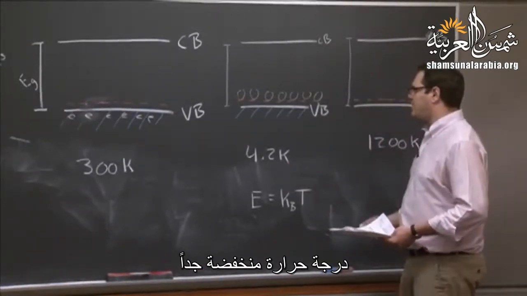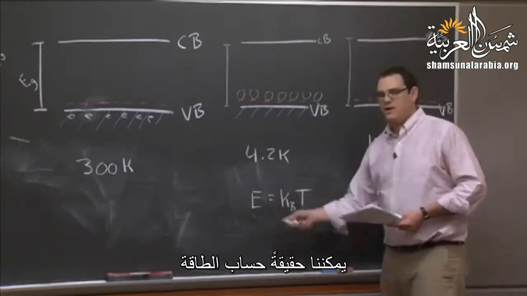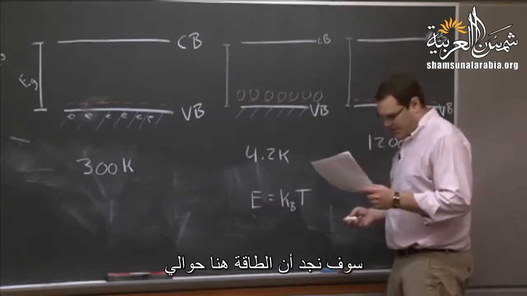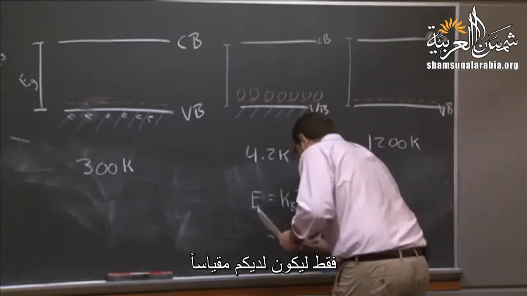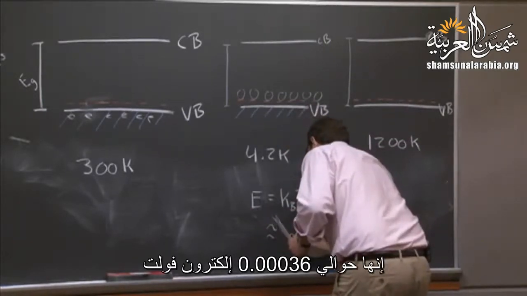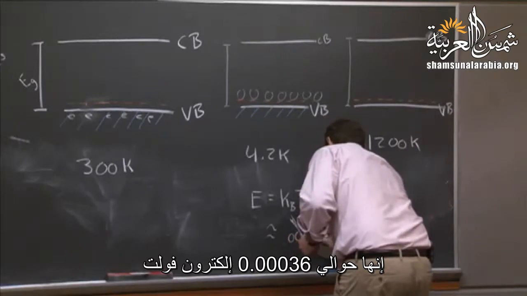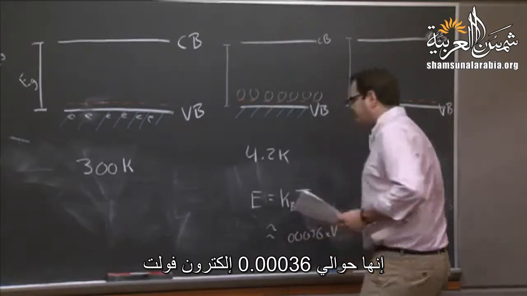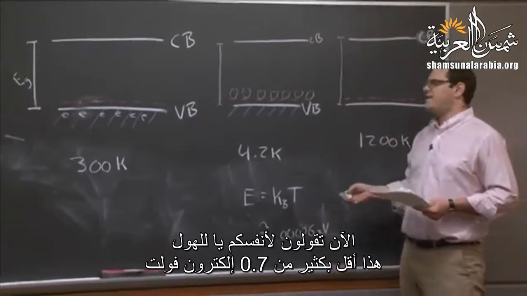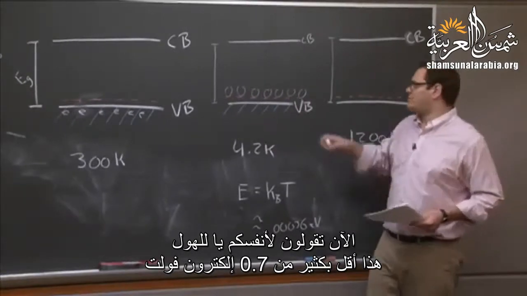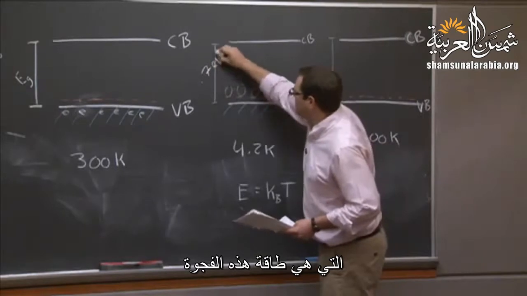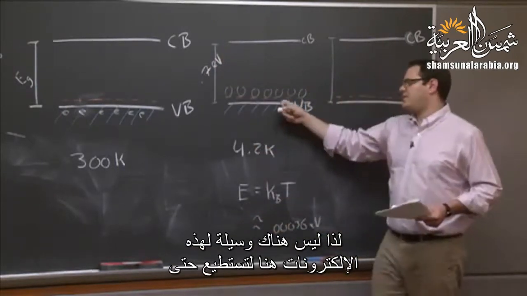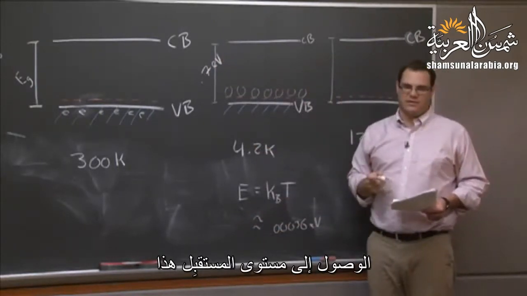At a very low temperature, we can actually calculate the energy. We'll find that the energy here is about, just so you have a scale, 0.00036 electron volts. Now you say to yourself, wow, that is a lot less than 0.7 electron volts, which is the energy of this gap. So there's no way these electrons here can even make it up to this acceptor level.